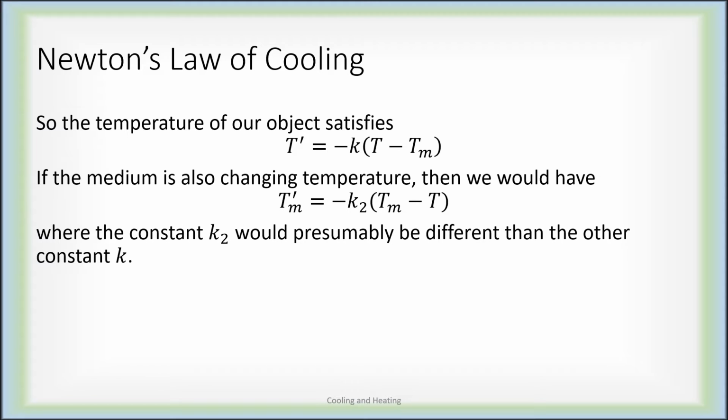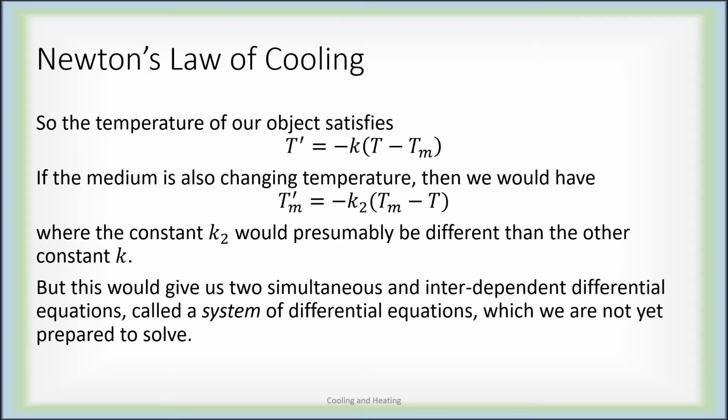Now these constants, K and K2, are presumably different from one another. They represent material properties of the objects, and since your object and the medium you're placing it into are presumably different materials, these will be different constants. However, this gives us two differential equations that interact with one another, because the derivative of T will change the value of T, which will change the derivative of Tm, which will change the value of T prime, and these feed into one another. So we have two differential equations that affect one another.